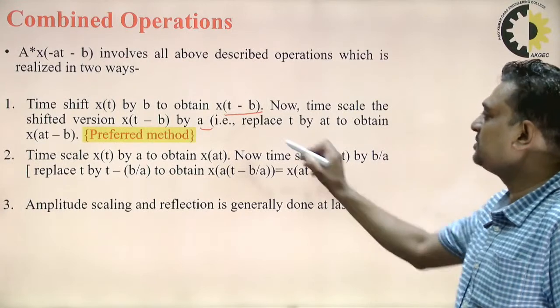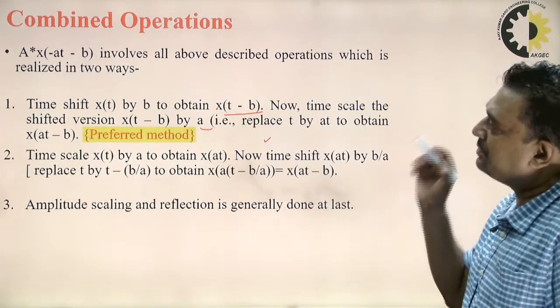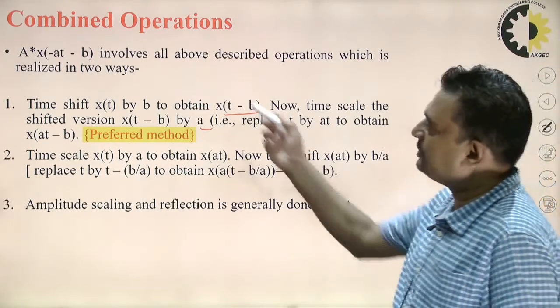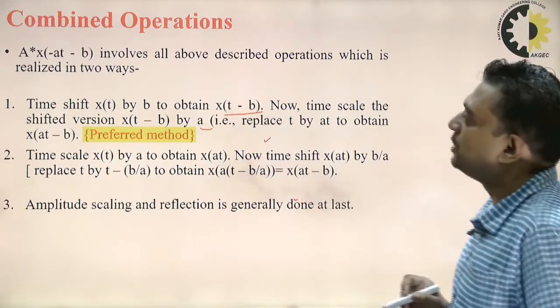Another method is one in which you do the time scaling first. If you do time scaling first, you can do it, but in that case you have to shift the signal by an amount b by a, not by b only.